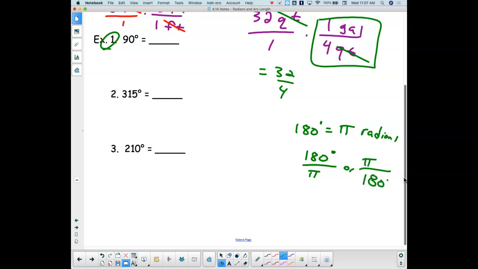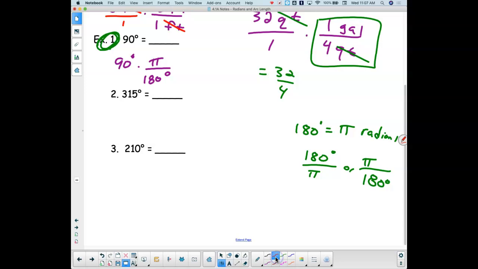I just got to figure out which one's which. How do I tell which fraction to use? Do I put the pi on the bottom or do I put the pi on the top? When I come over here and I look at number 1 with that 90 degrees, I've got to go from 90 degrees to radians. I want to multiply it by something that equals 1 to get rid of that degrees. Degrees is on top, so I want degrees on the bottom. So I got 180 on the bottom, pi on top.